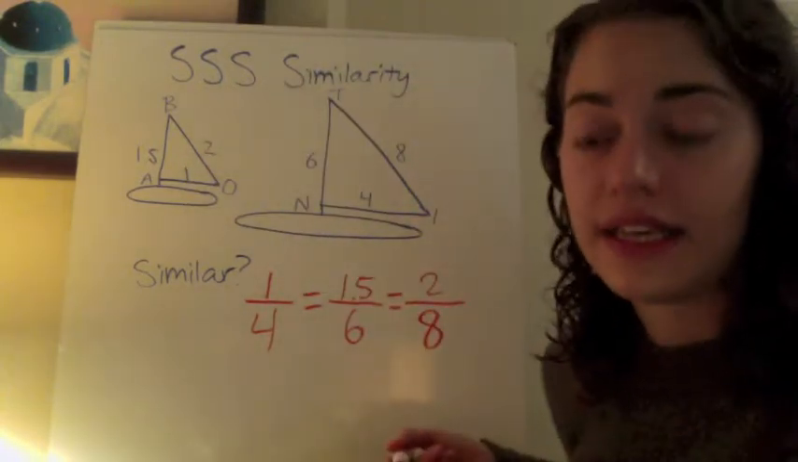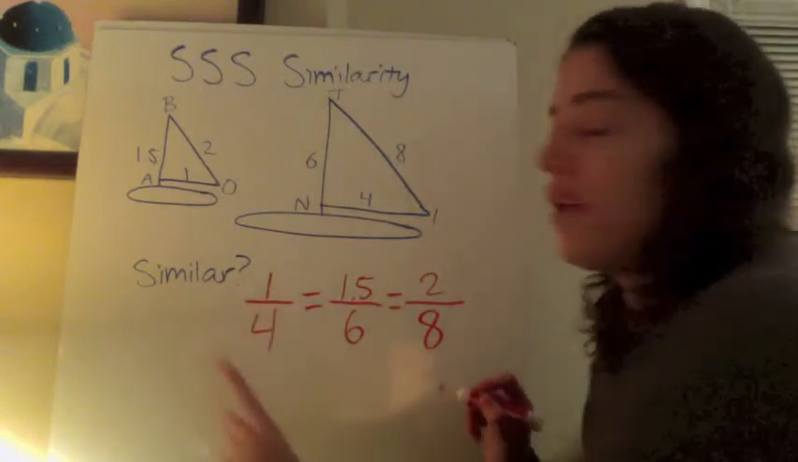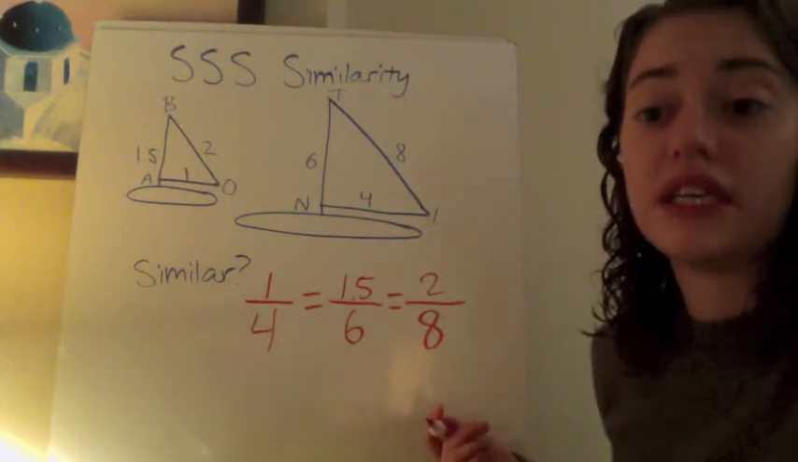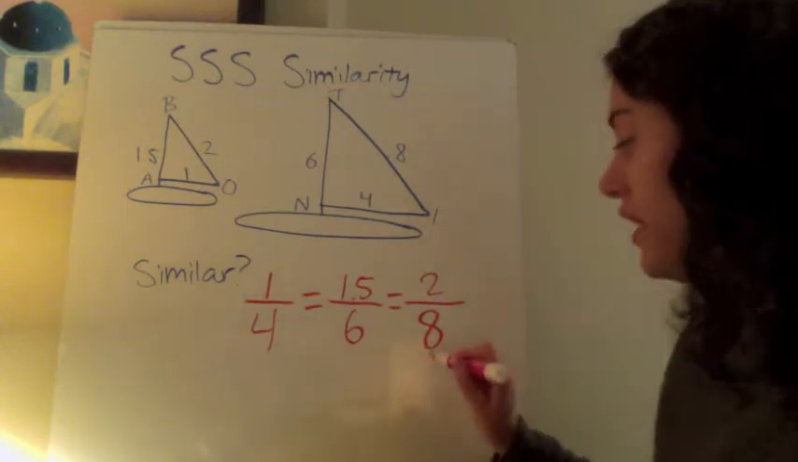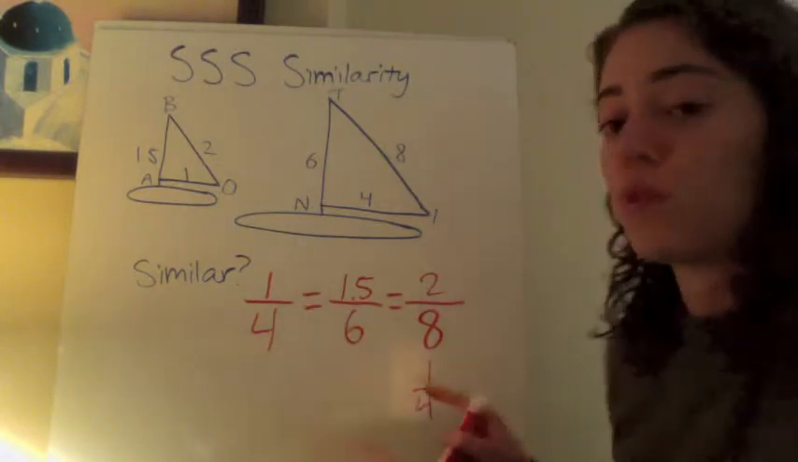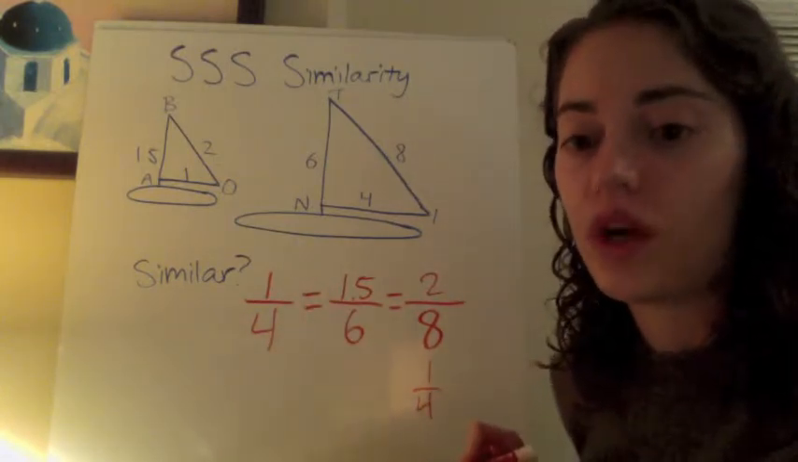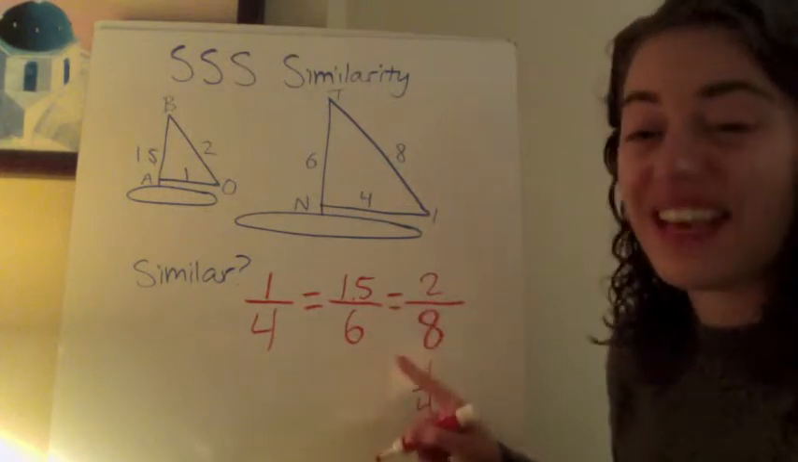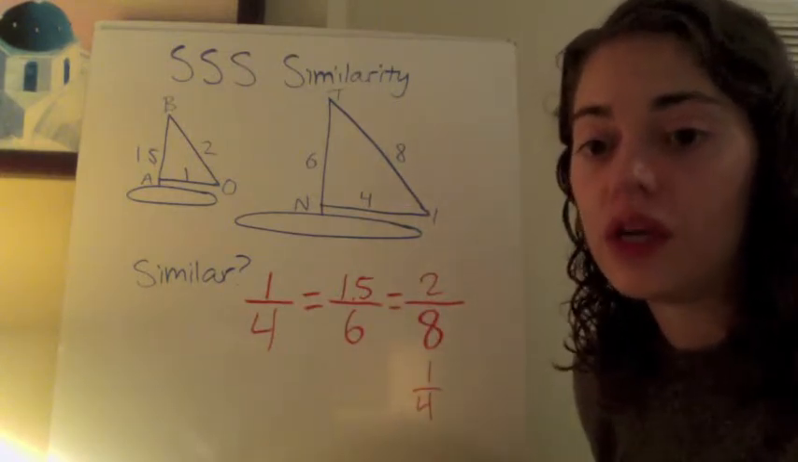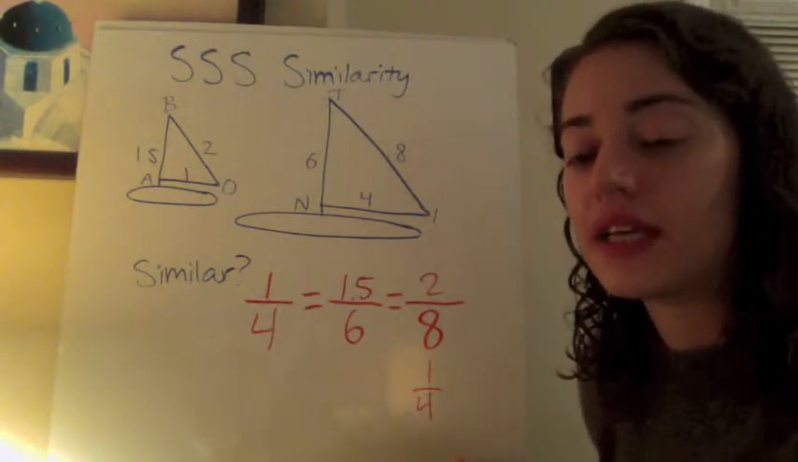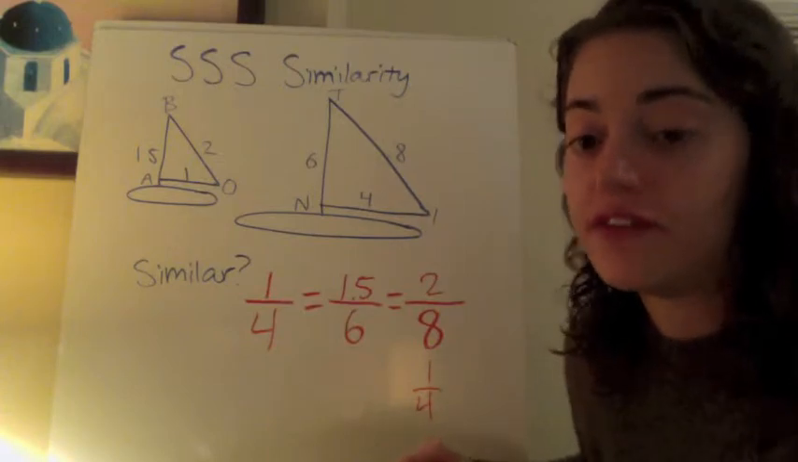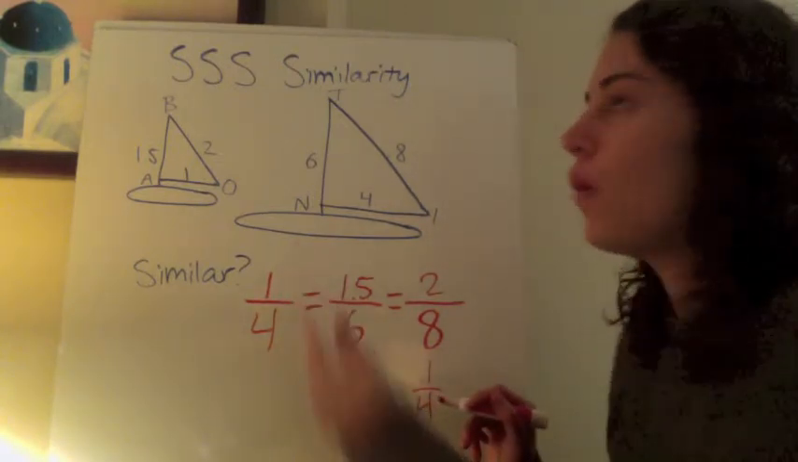Now I need to test this. 1/4. Can't reduce it. Let's leave it like that. 2/8. That one's pretty easy to reduce. I can divide my numerator and denominator by 2, and I will get 1/4. So far those ones work, but all 3 have to work. 1.5 and 6. It's hard when you have decimals. I could plug this into a calculator if I had one. 1.5 divided by 6, and I could see if I got 1/4, which is the same as 0.25. I could also say to myself 1.5.